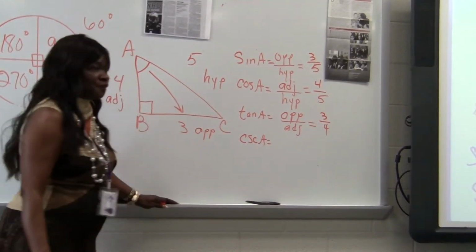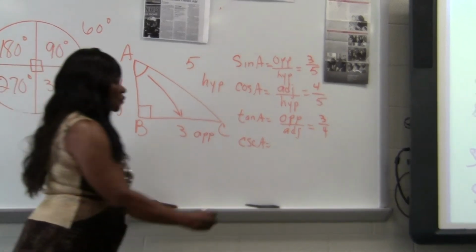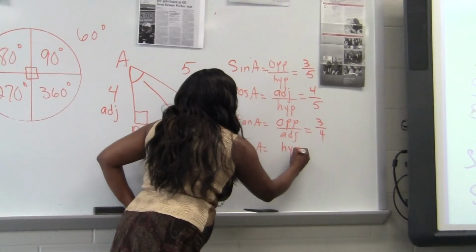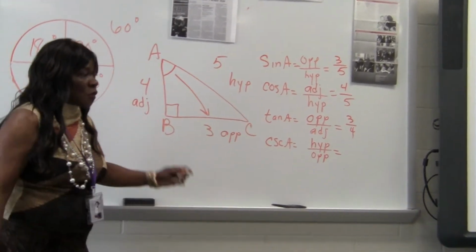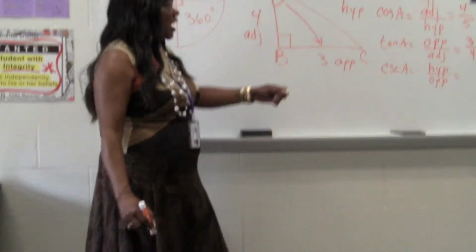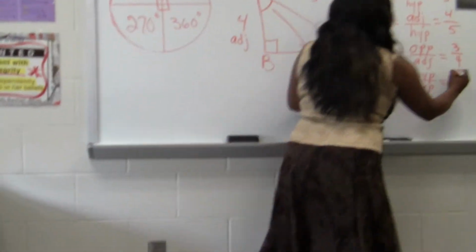What about cosecant A? What's the acronym? Very good. HYP, just the inverse, over OPP. And give me my numbers. What's the number? 5 over 3.